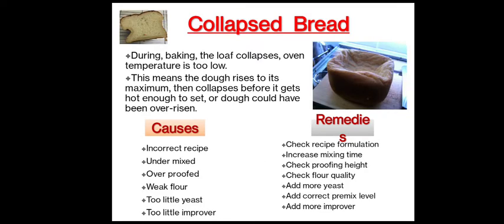Next is collapsed bread. During baking, the loaf collapses when oven temperature is low. This means the dough rises to its maximum, then collapses before it gets hot enough to set, or dough could have been over risen. First cause is incorrect recipe.